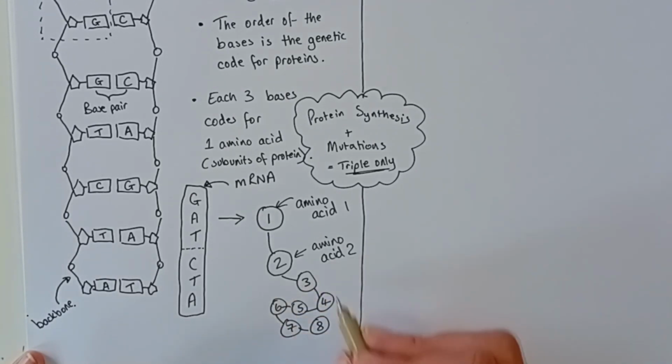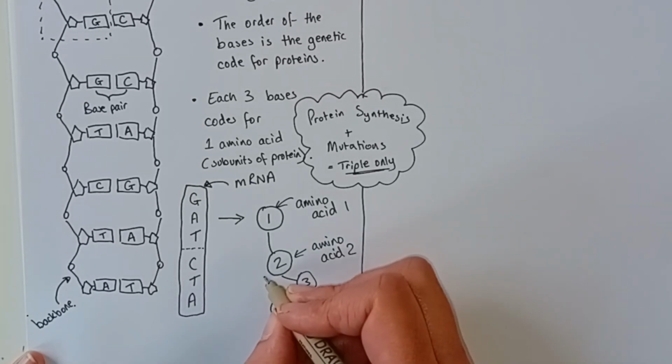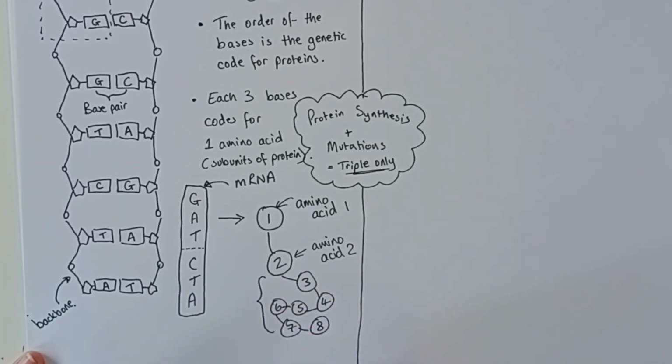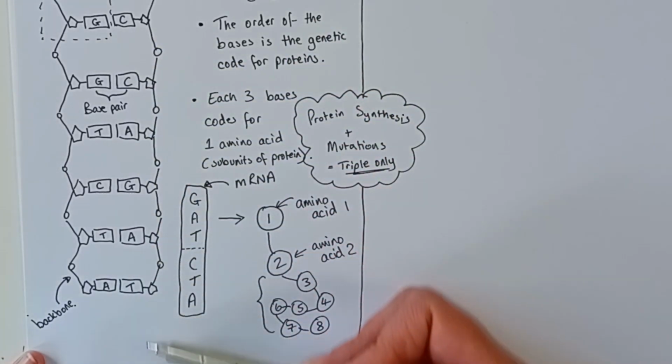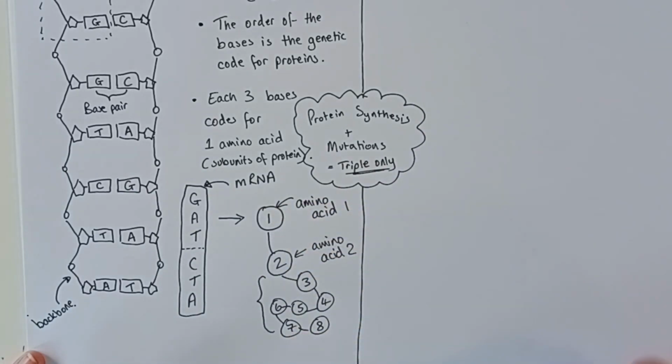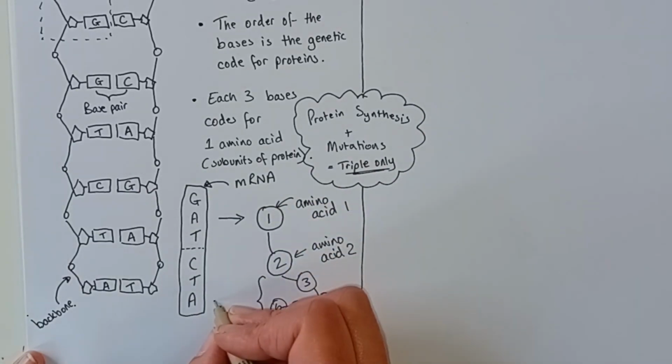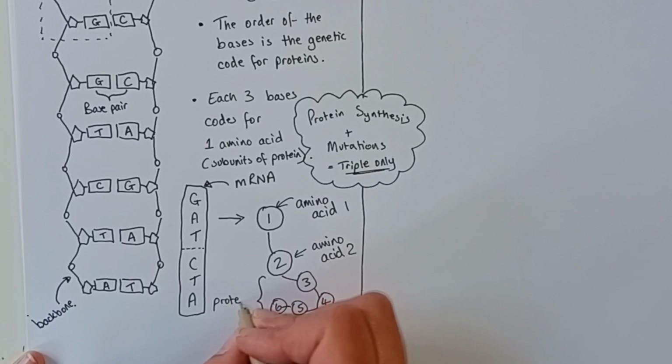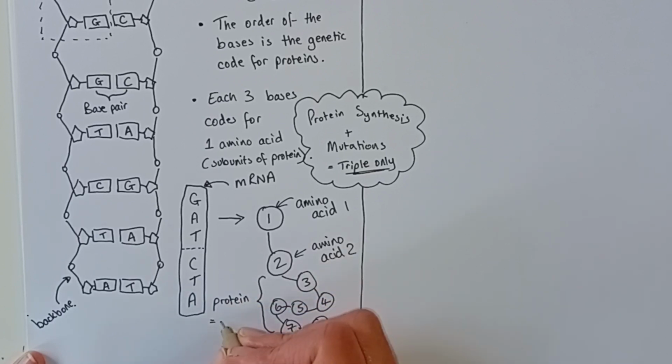Now that chain of amino acids is the protein. And that protein is things like enzymes and hormones. So the full chain of amino acids, or the full sequence of DNA, in other words, the full gene, should make a full set of amino acids and make a protein that works.